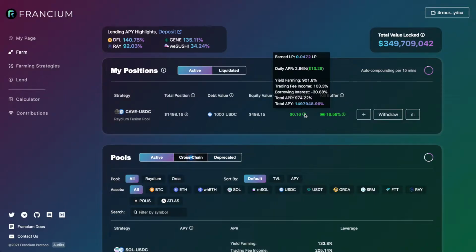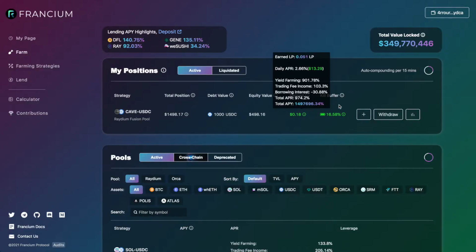The total APY is 1.49 million % APY, which is crazy because Cave is a very volatile token. It's new, and they're also paying crazy high emissions. You can see that yield farming is 901%. The trading fee is 103%. So the total APR is 974, which is compounded every 15 minutes. As you can see, auto compounding per 15 minutes.